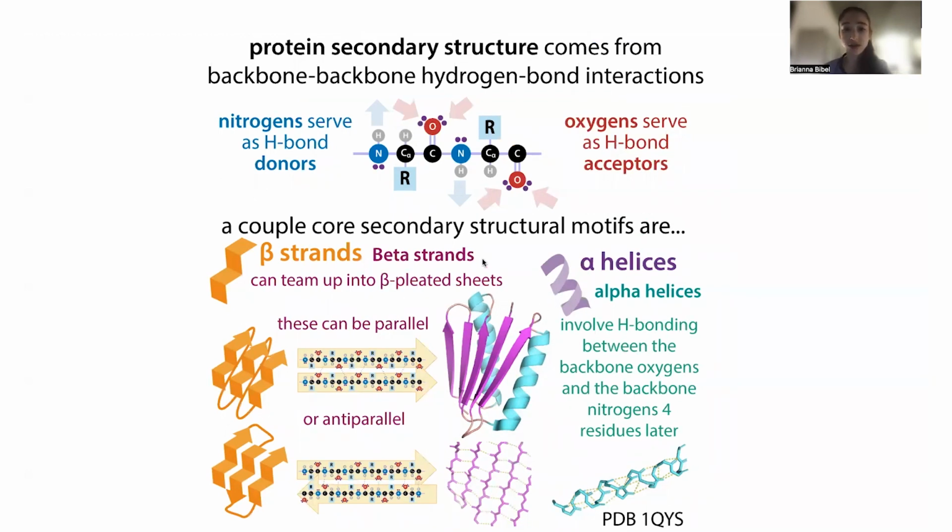Basically, these are structural motifs, or structural forms that often form based on interactions with the backbone. So not with the unique side chains, but actual interactions with the backbone itself, these hydrogen bonds. These are going to rely on having the hydrogen from the nitrogen in the backbone.